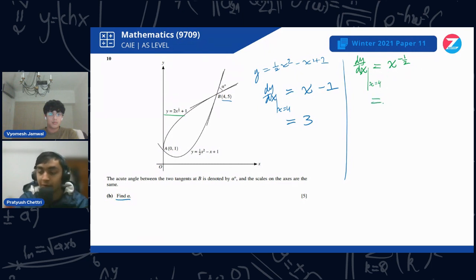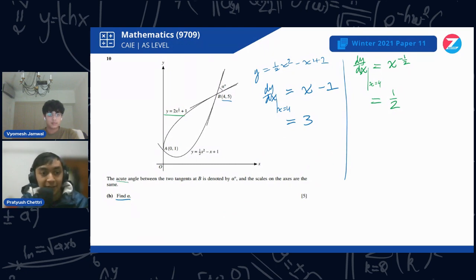then this will equal 1/2, half, right? Is that right? 4 to the power... Yeah, that's correct. Yeah, that's correct. Okay, so now we have two gradients. And a lot of people will get stuck here.